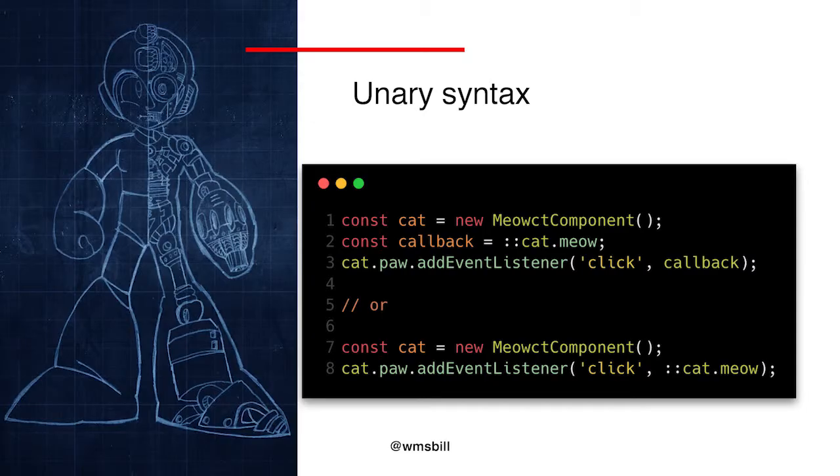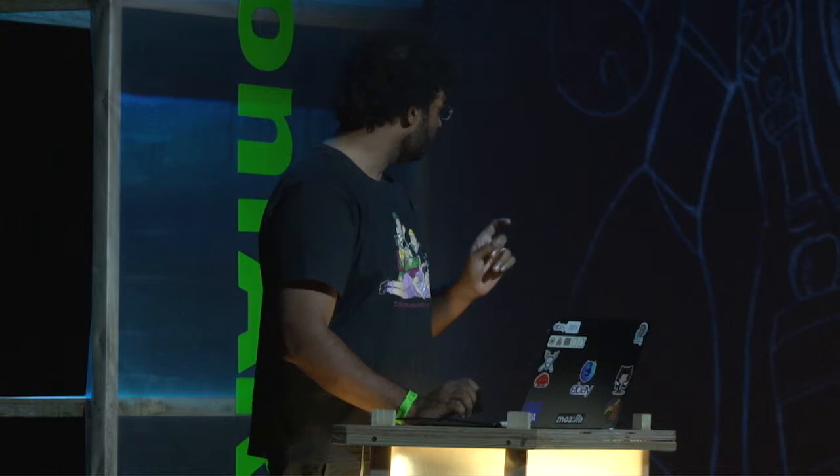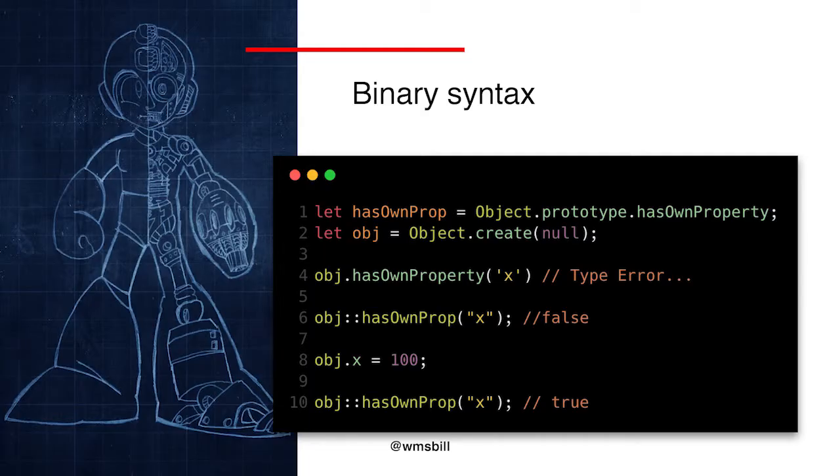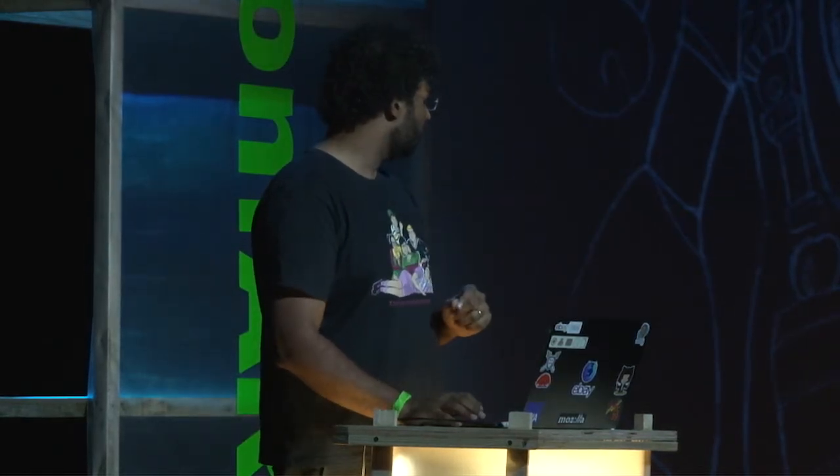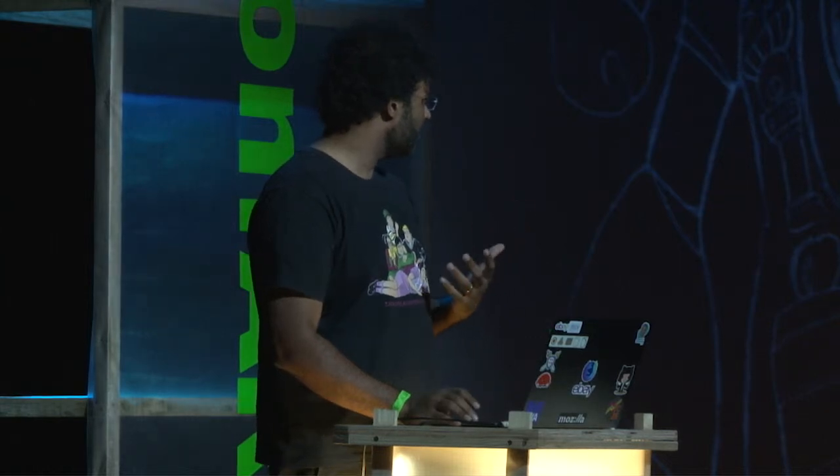The unary operator just binds the base of the provided reference as this, as you can see on line 2 and the last line there. And most importantly, the binary syntax creates a function such that the left side of this operator is bound as this of the right side. As this example shows, it's easier to understand, right?